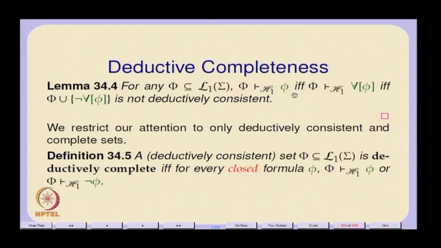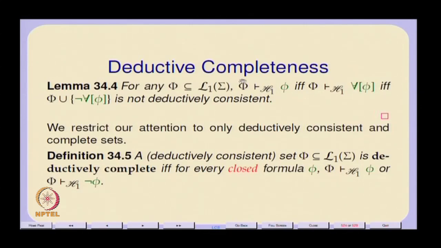Yeah. So, for any set capital Phi, small phi is provable from capital Phi if and only if the universal closure of small phi is provable from capital Phi, if and only if Phi union not of the universal closure of phi is not deductively consistent. So, just take this.